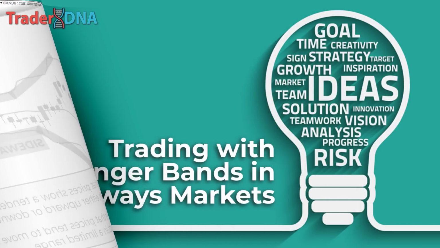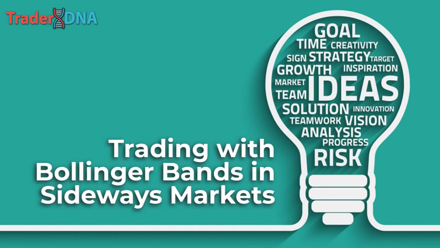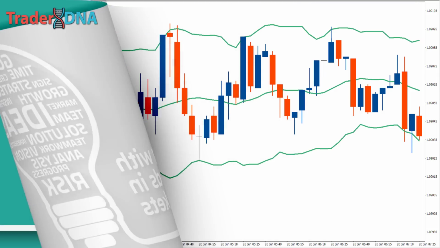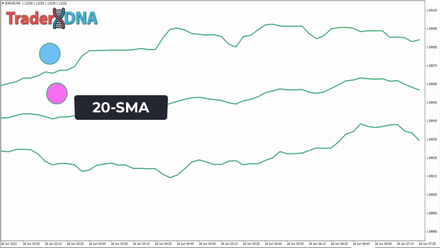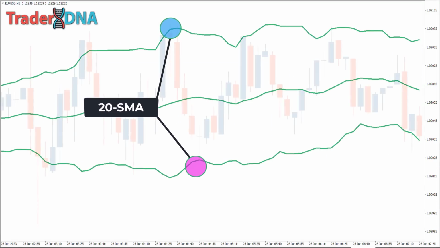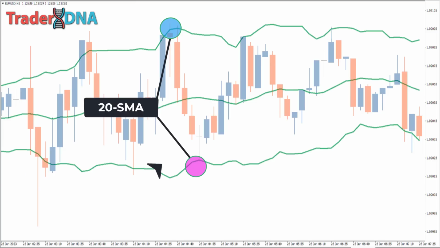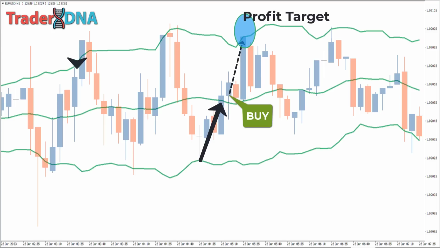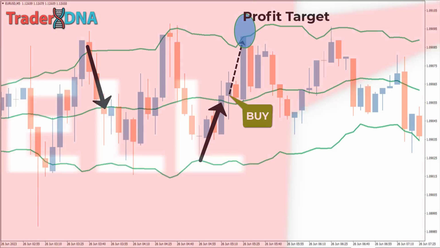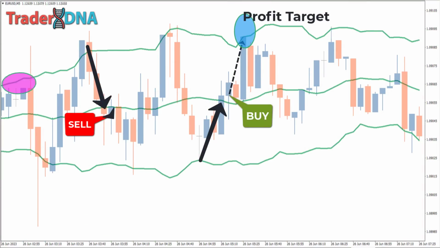Trading with Bollinger Bands in sideways markets. During sideways market conditions, opening a position, entry, can be done when the price has crossed the SMA 20 line, targeting the nearest band level. Here are the rules. First, if the price crosses above the SMA 20 level, enter the trade when the candle closes above the SMA 20, with the target to close the position when the price reaches the upper band. Second, if the price crosses below the SMA 20 level, enter the trade when the candle closes below the SMA 20, with the target to close the position when the price reaches the lower band.